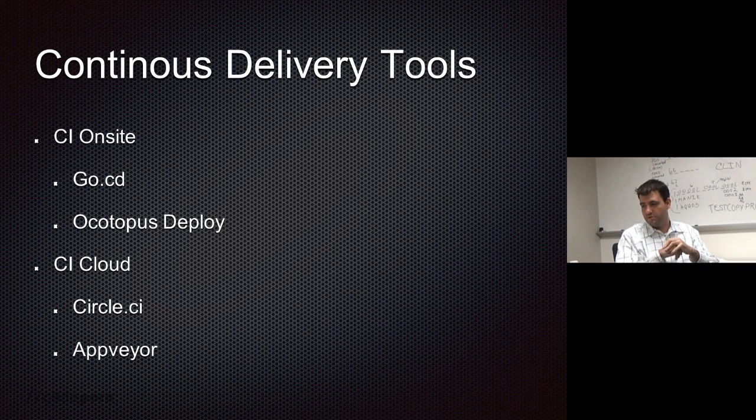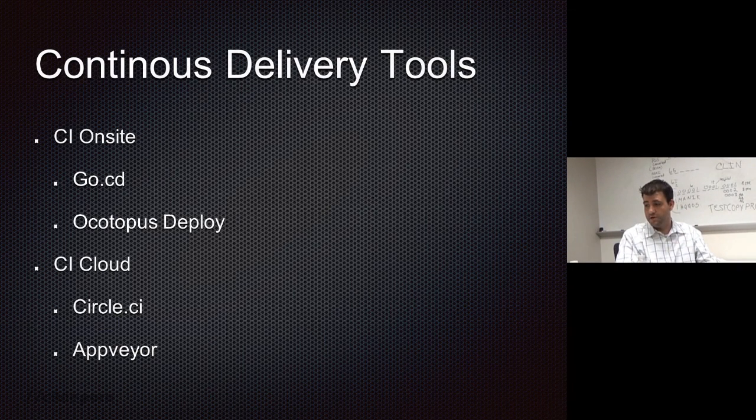For continuous delivery tools, if you're going on site, GoCD is open source and free. Octopus Deploy is another good one as well. For CI cloud, there's Circle CI and AppVeyor. AppVeyor is CI as a service basically for Windows. So what they'll do is that they'll build your code and then they'll also deploy it, and they have basically a framework that's like a workflow that they'll do your deployment for you.